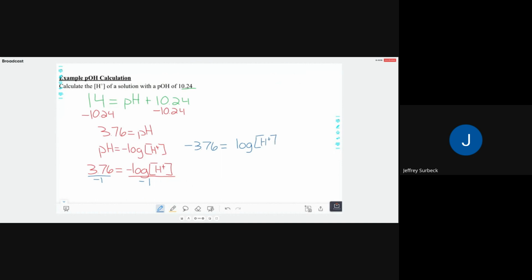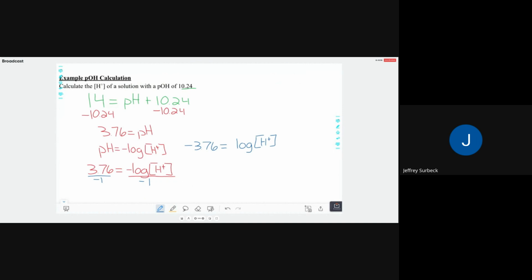Now, to get rid of something on one side, we take the inverse. So if you take a look at your calculators, if you hit second and the log button, it says 10 to the x. So if you hit second, you get 10 to the x, you get 10 root and then a parenthesis. 10 to the x is the inverse of log.